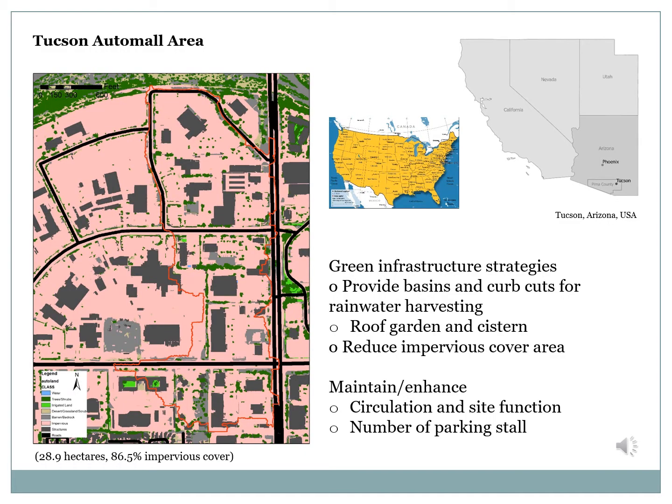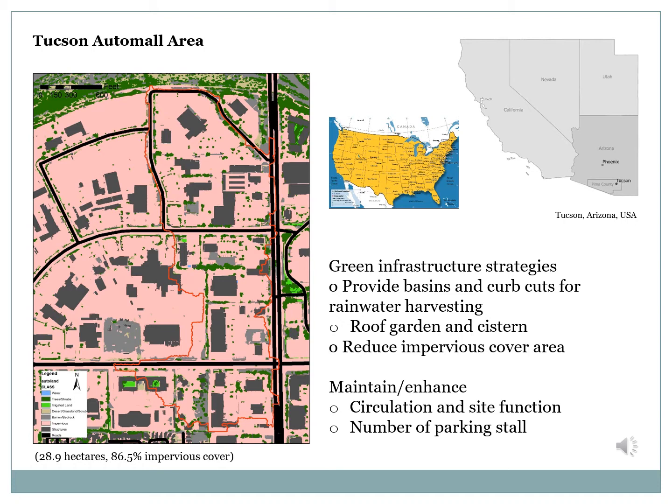The site is located in the southwest US, the city of Tucson in Arizona. The annual precipitation is about 300 mm, but usually concentrated in the winter and also the summer monsoon season. Our site, in the left image, is more than 86% impervious cover, a total area of 29 hectares. Surface runoff goes to the Rillito River, as you can see on this image.